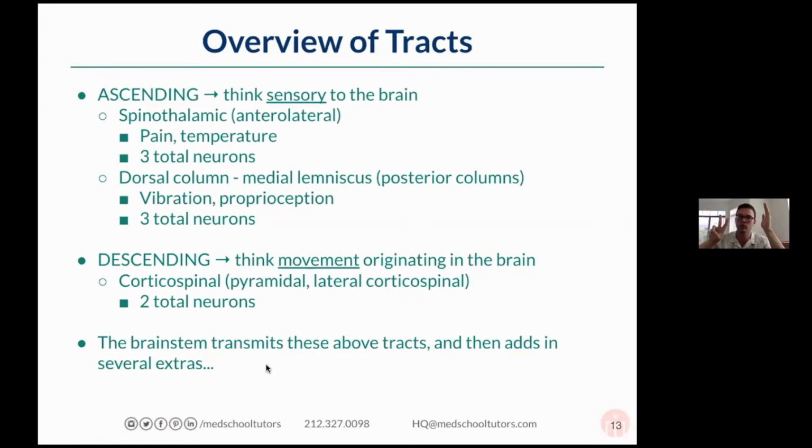Corticospinal tract is a 2-neuron system. Upper motor neuron starts in the cortex, does the whole journey, travels across the medulla, all the way down to the lower motor neuron in the anterior horn of the spinal cord.